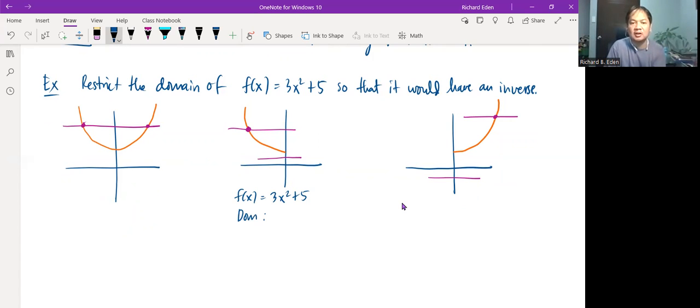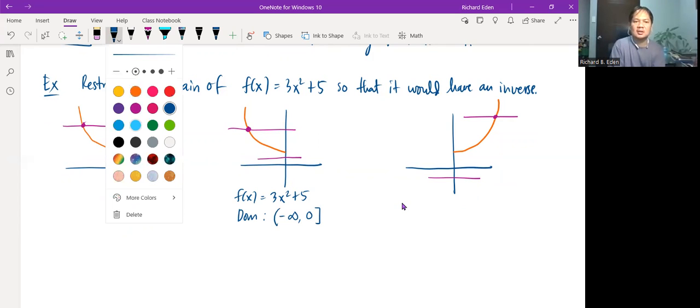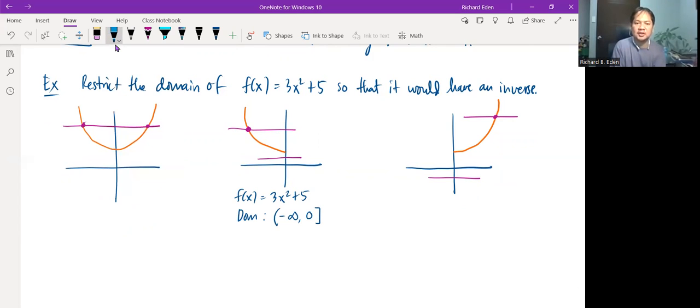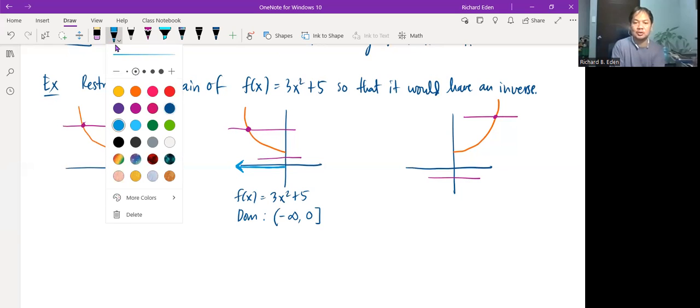we are going to take, f of x equal to 3x squared plus 5, what domain? In this, of the three figures, in the second, the domain we're taking is negative infinity to zero. It includes zero. Negative infinity to zero, so this is the negative portion of the x-axis, and let's include the origin, because there's no reason to exclude the origin.